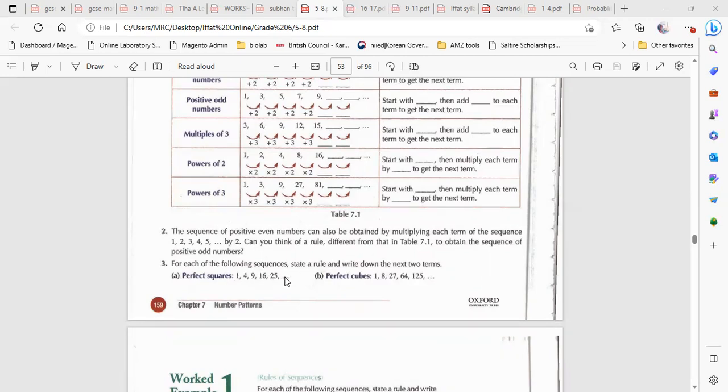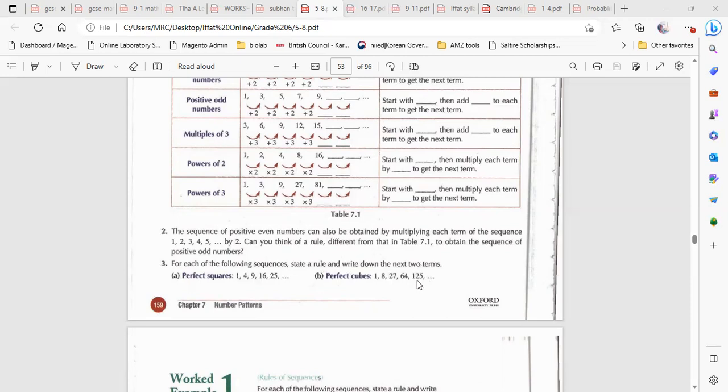So after 25, what number will you get? 1 is the square of 1, 4 is the square of 2, 9 is the square of 3, 16 is the square of 4, 25 is the square of 5, and what number should come here? 36 will come here because it is the square of 6, and then 49 will come here. It is the square of 7.